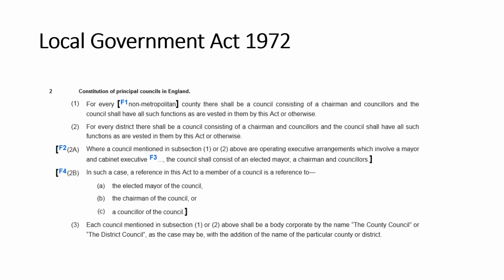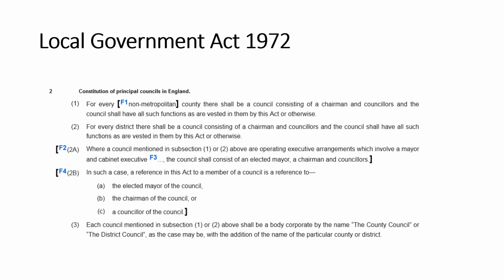Now, when we go to the Local Government Act 1972, we see that there's been some amendments, and that's what's done in the brackets there. But if we look through this under 1, it says there shall be a council consisting of a chairman and councillors. Council shall have all functions as vested in them by the Act or otherwise. But we also know that the councils don't necessarily follow the Acts. For every district there should be a council consisting of a chairman and councillors, and the council shall have all functions vested in them in this Act or otherwise.